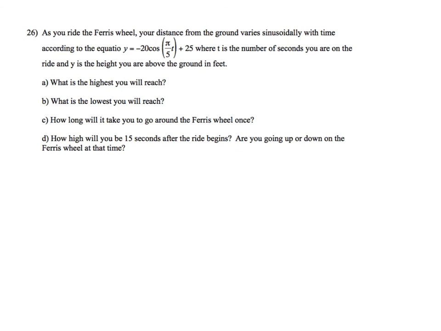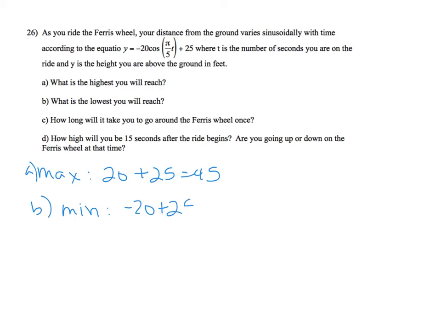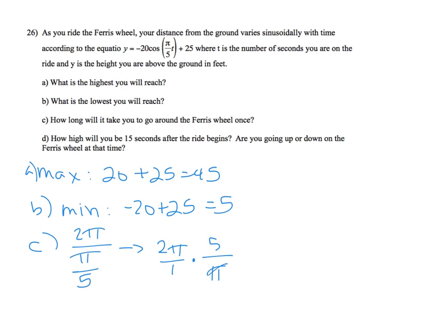And then the last one, same basic question. Make sure you try it yourself. So the max, remember, is 20 plus 25, or 45. The min, it would be negative 20 plus 25, which is 5. How long will it take to make one complete cycle? That's your period, so that's 2 pi over 5. So that's keep, change, flip, and we get 10 seconds. So this particular ride takes 10 seconds.